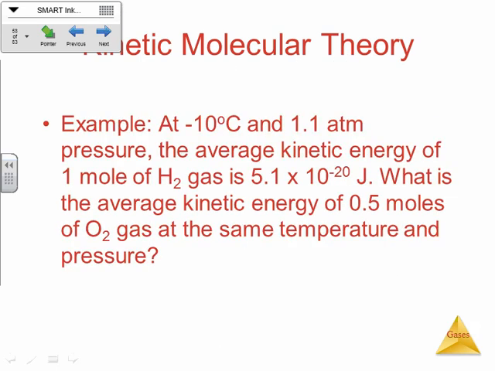All right, another example here, negative 10 and 1.1 atmospheres of pressure. Average kinetic energy of 1 mole of H2 gas is 5.1 times 10 to the negative 20th joules. What's the average kinetic energy of 0.5 moles of O2 gas at the same temperature and pressure?